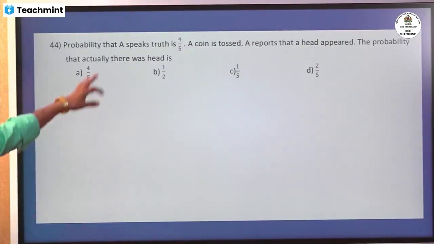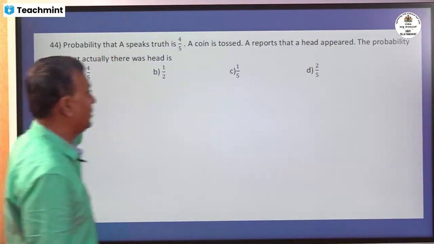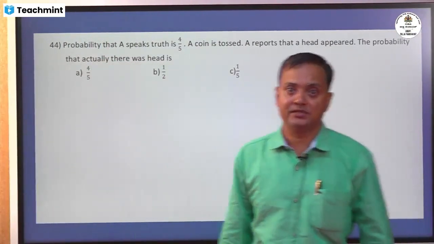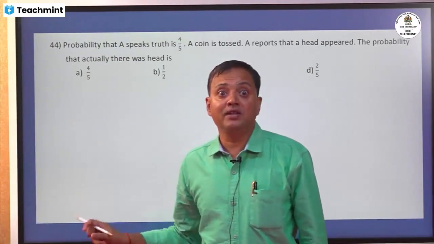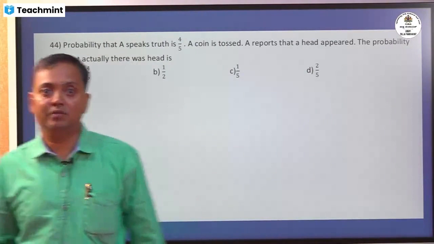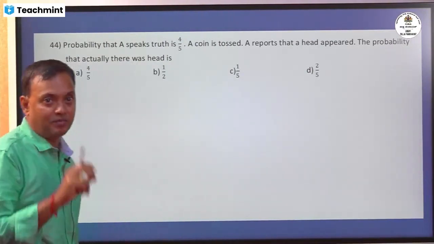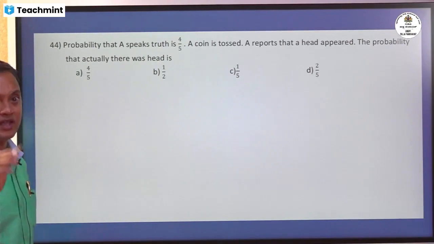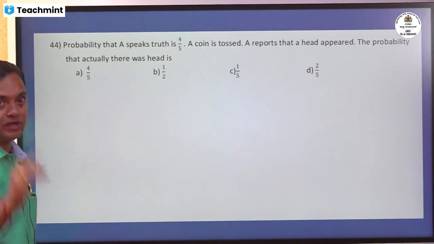Next, the probability that A speaks truth is 4/5. A coin is tossed. A reports that head appears. Find the probability that actually there was a head. So this question is there in your textbook, in the probability chapter, before the third exercise starts; it is the last worked example before the third exercise.